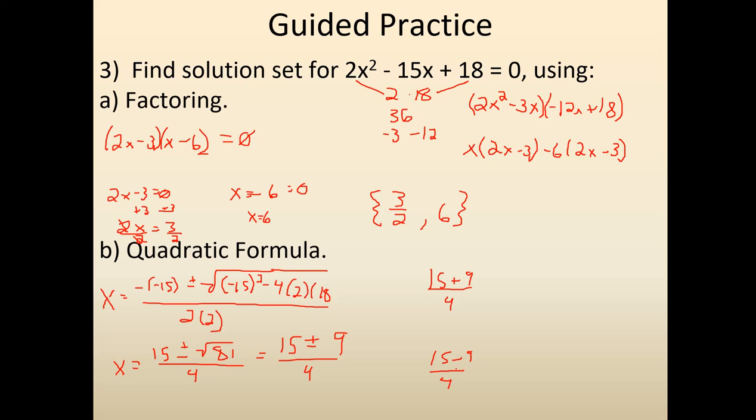Now 15 plus 9 is going to give me 24. So 24 divided by 4 is 6. And 15 minus 9 is going to be 6 divided by 4, which simplifies to 3 halves. So again, we get the original.